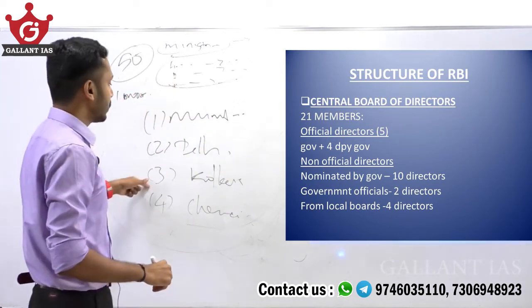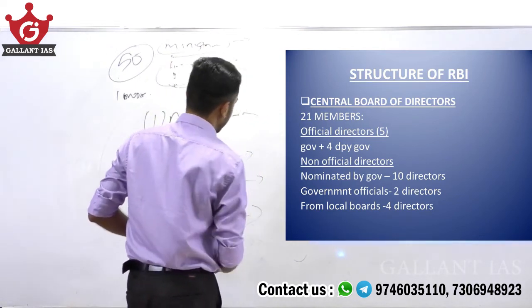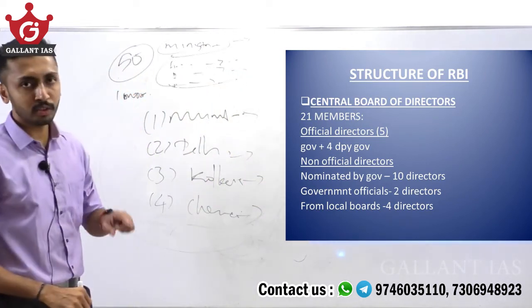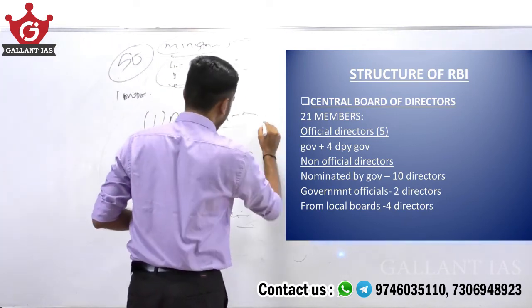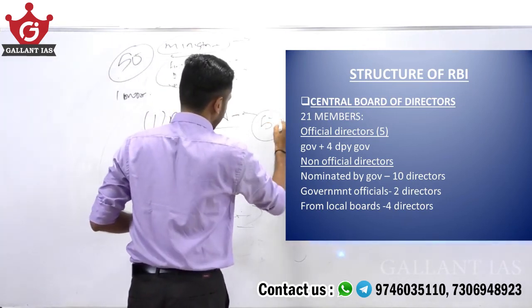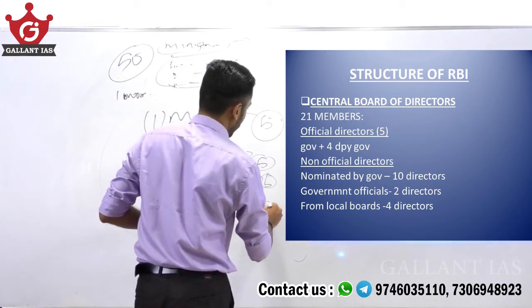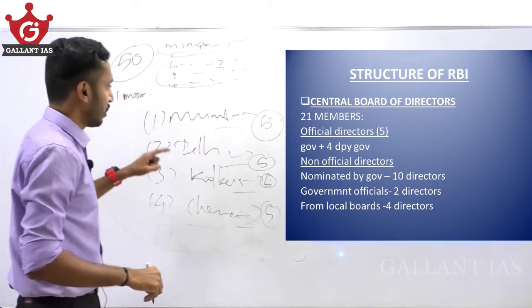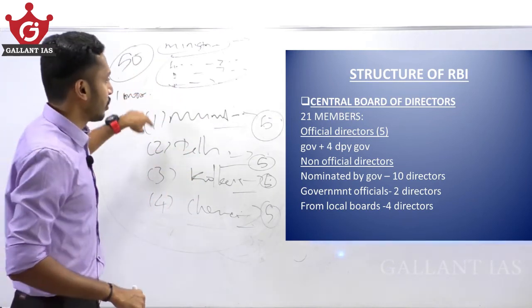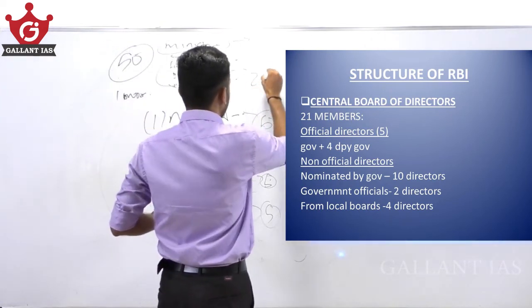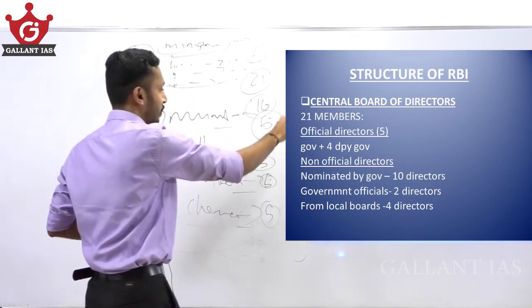Representatives of these local boards will also be non-official directors of RBI. Each board consists of 5 members, and out of these 5, one will represent the local board on the RBI Central Board of Directors. So in total 21 members: 5 official and 16 non-official. Learn this by heart.